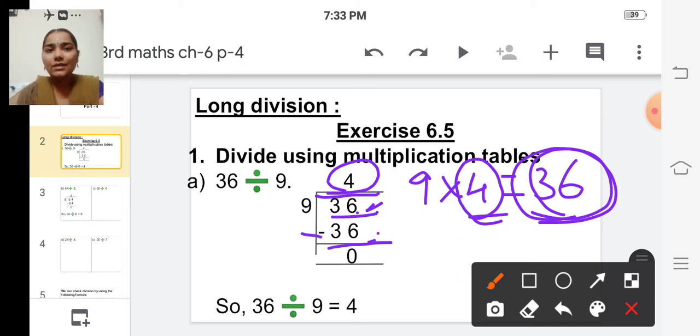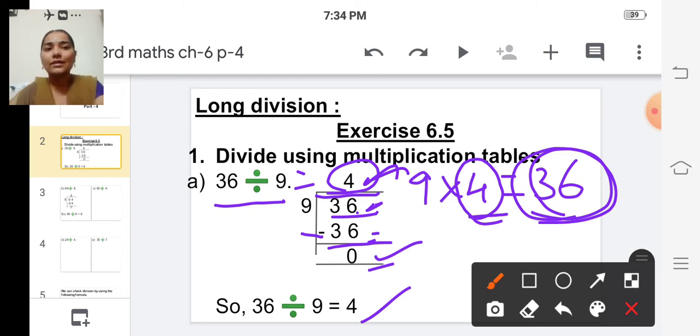So, you have to write the minus sign here. 36 minus 36 is 0. So, the remainder is 0. The quotient is 4. That means the answer is 4. So, 36 divided by 9 is equal to 4. Okay. Have you all understood, children?